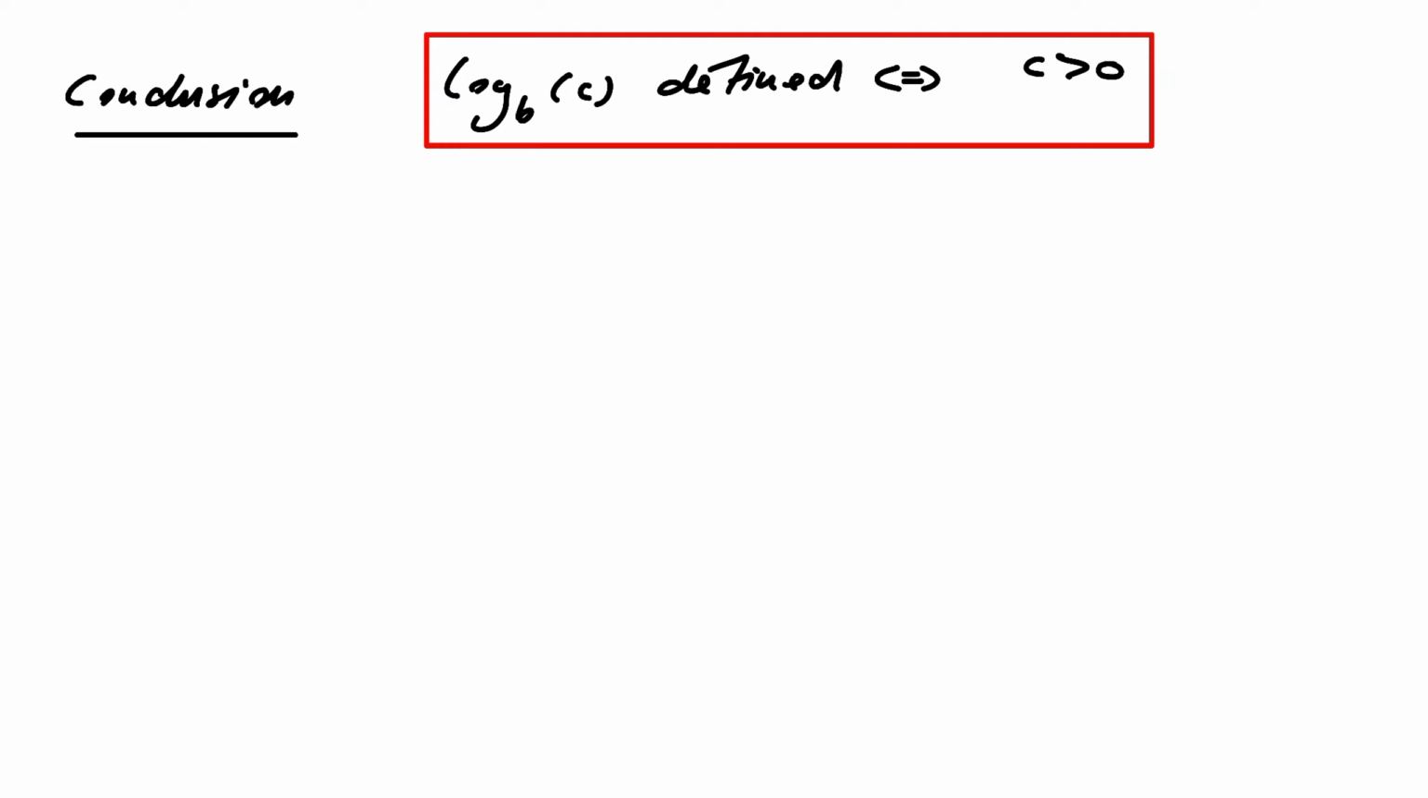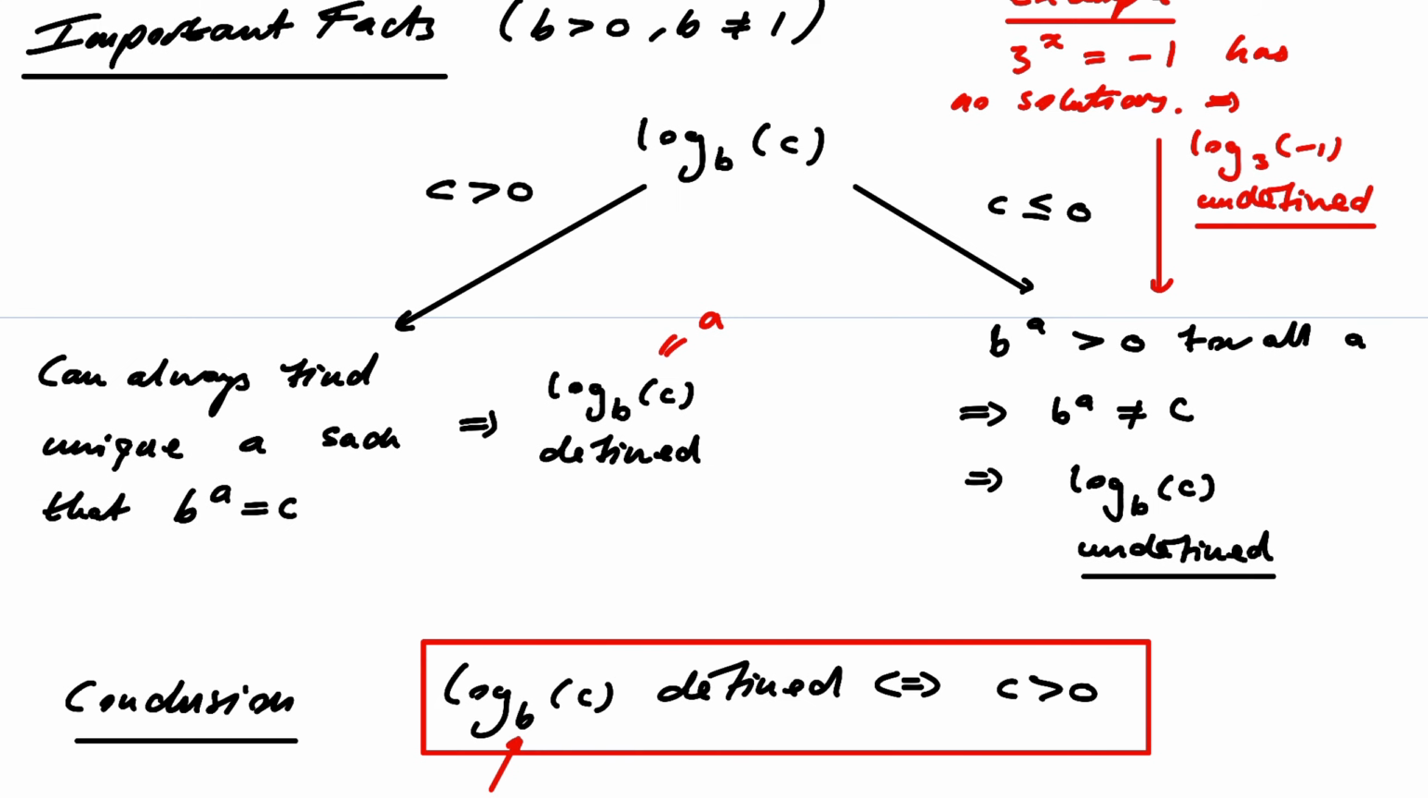And again, when I'm writing this down, I'm always assuming that b is not 1 and it's strictly greater than 0. So b has to be bigger than 0 and b is not equal to 1. Can't be 1 because 1 to any power is just 1. So that's kind of the conclusion of what I've just said in this more complicated diagram.